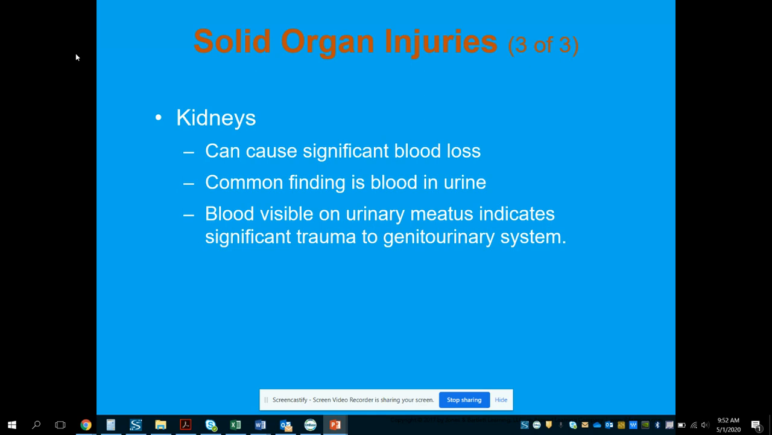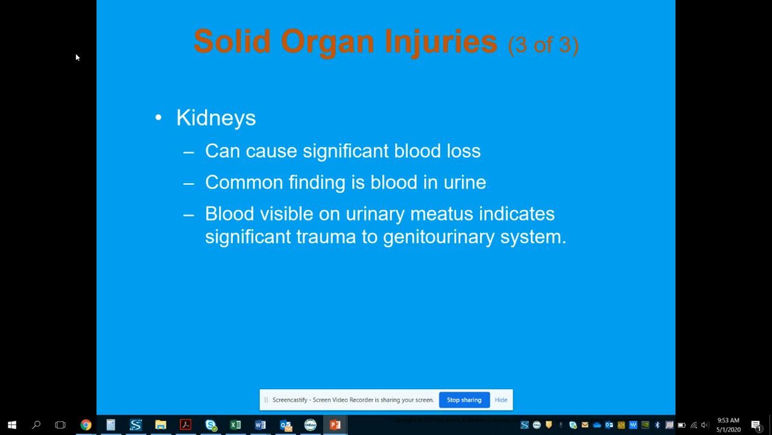You might see blood in the urine, which if you're not with the patient for a long period of time, you might not notice that. This would be something noticed at the hospital. There might be some actual pain to the back. You might be able to see some bruising to the back.